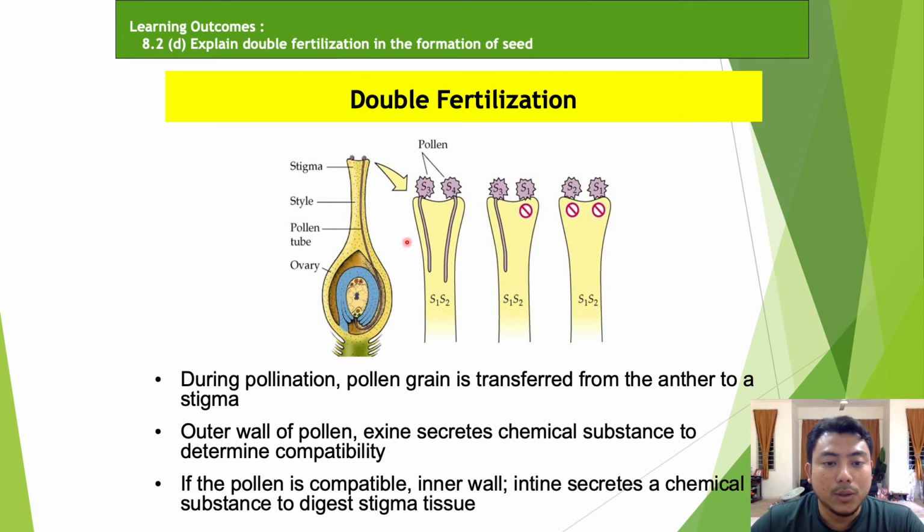During pollination, pollen grain is transferred from the anther to the stigma of a plant. The outer wall of the pollen, the exine, will secrete a chemical substance to determine compatibility. Mana nak check sama ada dia ngam ataupun tak ngam. If the pollen is compatible, the inner wall, the intine, will secrete a chemical substance to digest the stigma tissue. Maknanya kalau ngam dia akan buat this pollen tube.